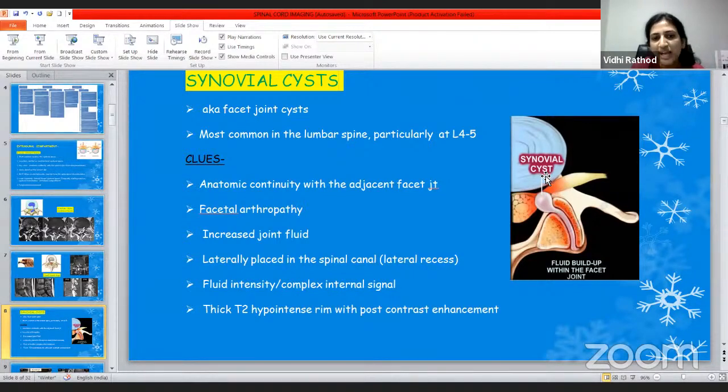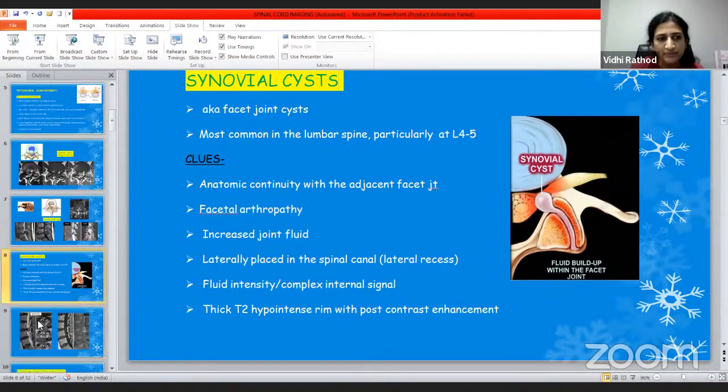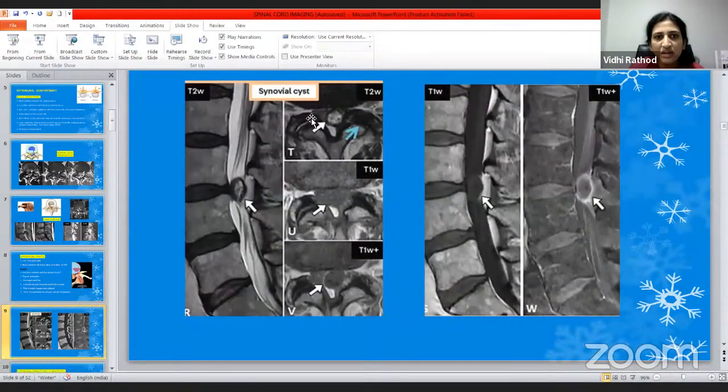Since it is a cyst, it will have fluid intensity, or some complex internal signal may also be present. And characteristically, these synovial cysts have a thick T2 hypointense rim, which characteristically enhances on post-contrast images. So this is a synovial cyst, T2 hyperintense, T1 hypointense. Associated facetal arthropathy is also seen. As I said, they have a thin peripheral T2 hypointense rim, which characteristically enhances on post-contrast T1 weighted images.